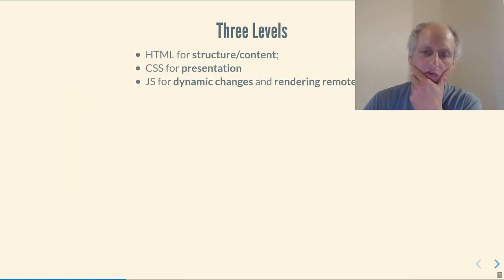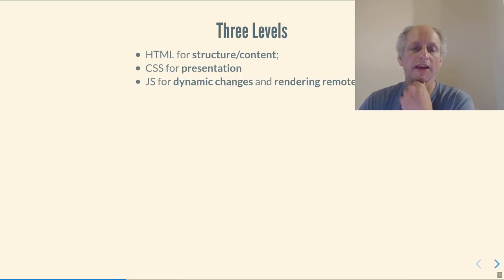So on a web page, there are 3 levels, 3 technologies that control what you see. HTML provides structure and content to a web page. CSS is sometimes called the presentation layer. It controls how the structure is displayed. And JavaScript is used for making dynamic changes to the page. For instance, changing your feed, updating your feed over time.